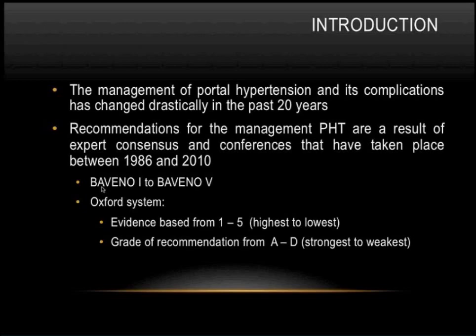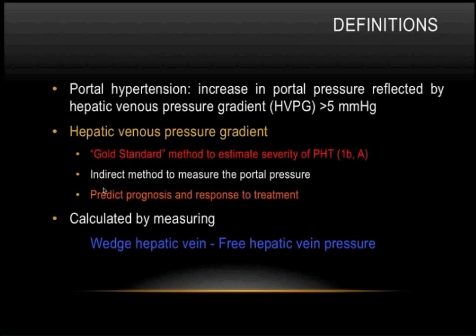Portal hypertension and its complications, which are ascites, encephalopathy, and bleeding, have changed in the last 20 years. Of course, new procedures are developing, and we add them to the armamentarium to treat these patients. Everything I'm going to talk about is based on the Baveno classification. These are a group of people who sit down together and decide, based on evidence-based medicine, which procedure should be done. Of course, the vast majority of procedures don't have good evidence-based medicine, but we're still going to talk about them.